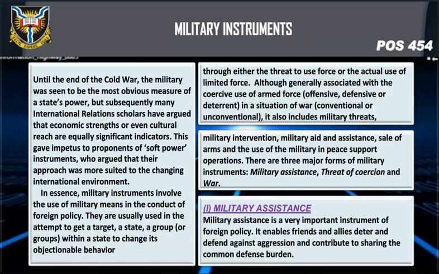In a situation of war, conventional or unconventional, it also includes military threats, military intervention, military aid and assistance, sale of arms, and the use of military in peace support operations. There are three major forms of military instruments: military assistance, threat of coercion, and war. Military assistance is a very important instrument of foreign policy.